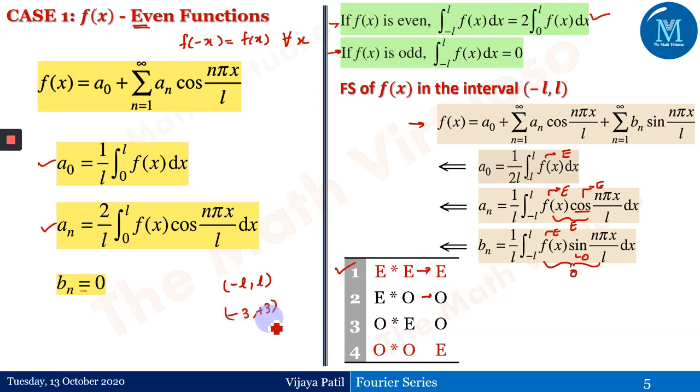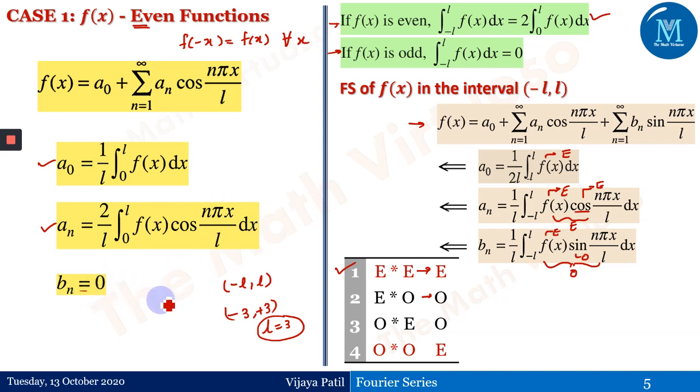My value of L becomes 3 over here, and therefore accordingly the formula will change. Like this, f of x becomes a0 plus summation of an cos of n pi x by 3. Integration a0 becomes 1 by 3, integration 0 to 3 f of x dx. An becomes 2 by 3, integration 0 to 3 f of x cos of n pi x by 3 dx, and bn becomes 0 over here, right?